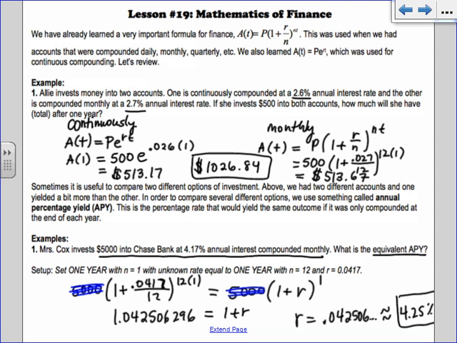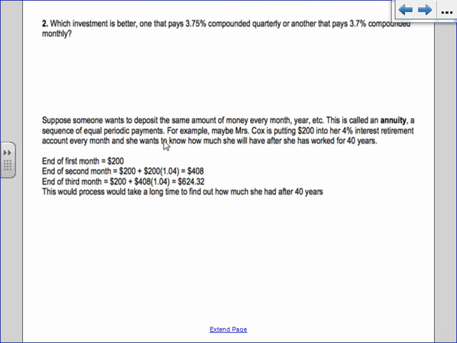So to set up these problems, you always have 1 plus r equals, and then that equation that you had, except you don't have a P. Okay, and then the time is 1 for each of them. So it says, which investment is better? One that pays 3.75% compounded quarterly, or one that pays 3.7% compounded monthly? So we're going to find the APYs for both of those in order to compare them.